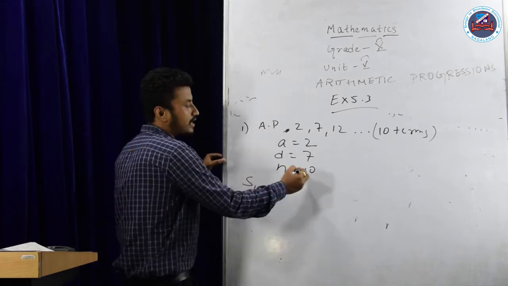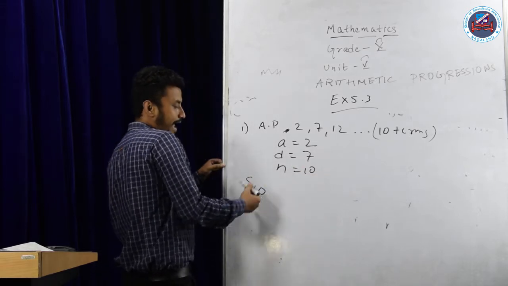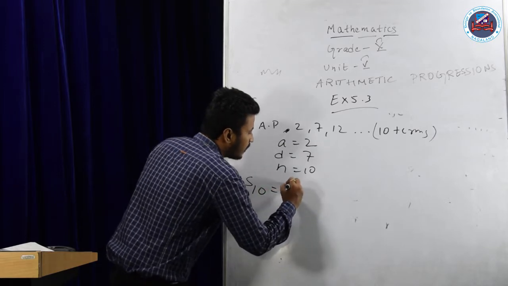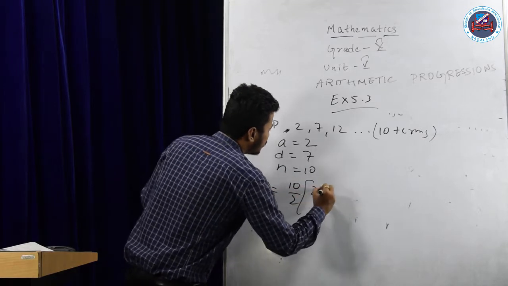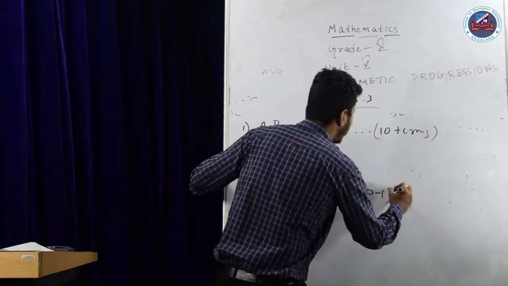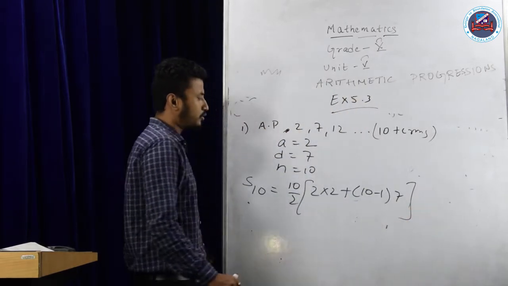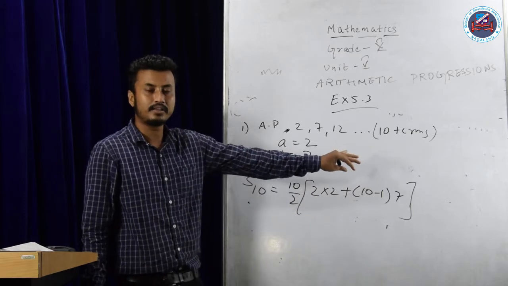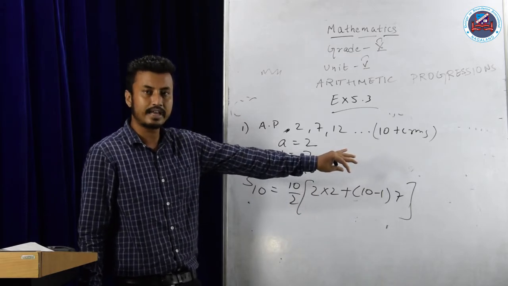S of 10. Since they are telling you to find out for 10 terms, S10 will come in place of Sn. So S10 equals 10 by 2 into (2 into a plus (n minus 1), that is 10 minus 1, into d). See guys, I have substituted it in the formula: Sn equals n by 2 (2a plus (n minus 1)d). Put everything in this formula, you will get your answer.